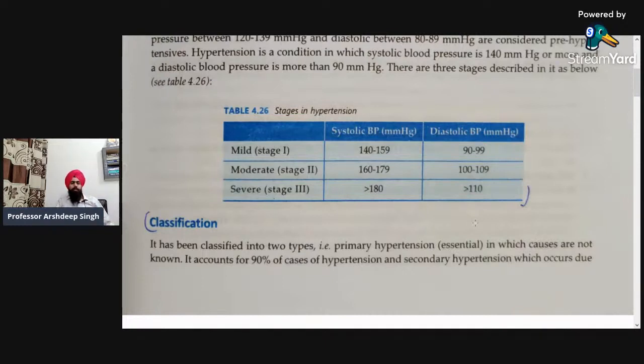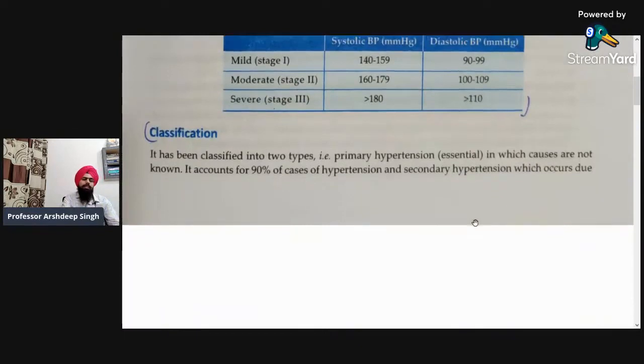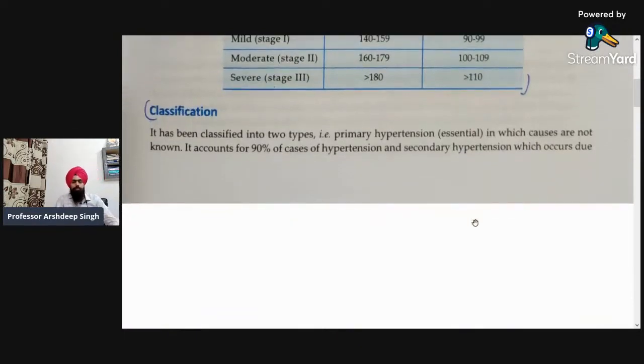Okay, so the patient might be suffering from mild, moderate, or severe hypertension. So that is the range. Okay, next is the classification. There are two classifications, primary and secondary hypertension. First of all is the primary, that is essential, in which causes are not known. That is the difference between primary and secondary hypertension.